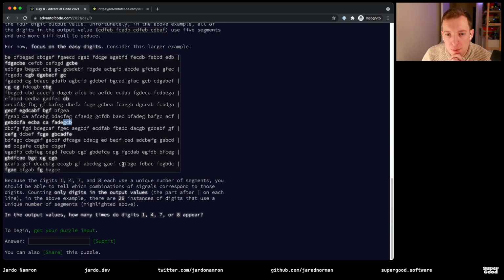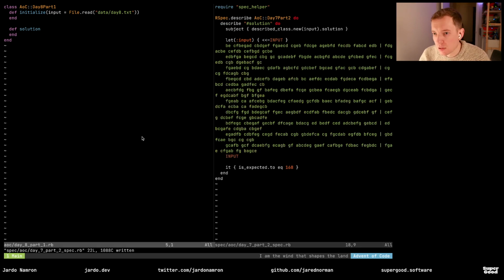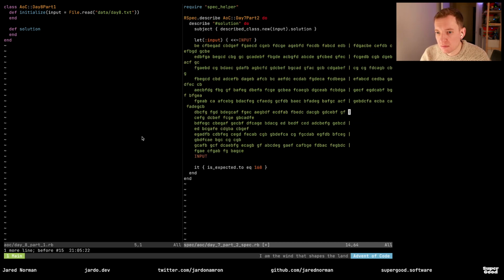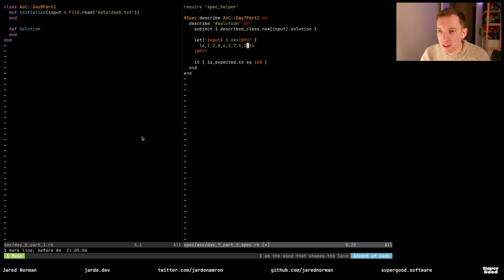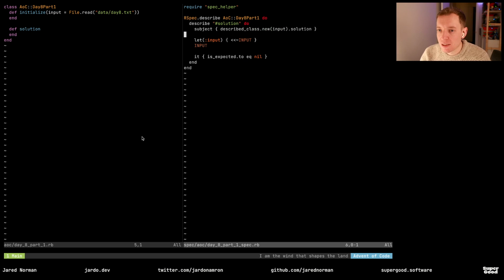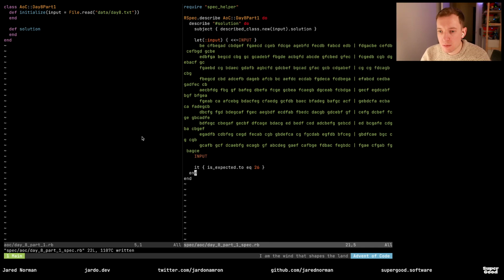So we're just looking for how many occurrences of the easy digits there are in the output numbers. I'm editing the wrong file here. Did I just delete what was already there? That's funny. All right, day 8, part 1 spec. Let's turn our brains on here. It's supposed to equal 26.